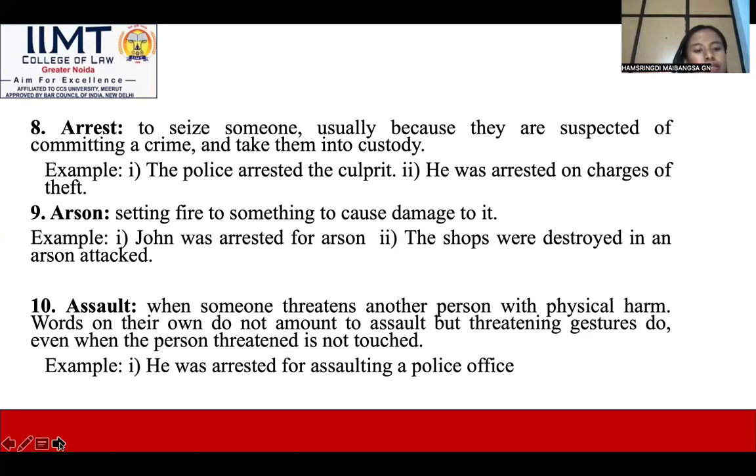The next word is assault. When someone threatens another person with physical harm, it is called assaulting that person. Words on their own do not amount to assault, but threatening gestures do, even when the person threatened is not touched. Here in the example, you can see he was arrested for assaulting a police officer. Here, arrested is used in its past form, while the word assault is used in its present continuous form.